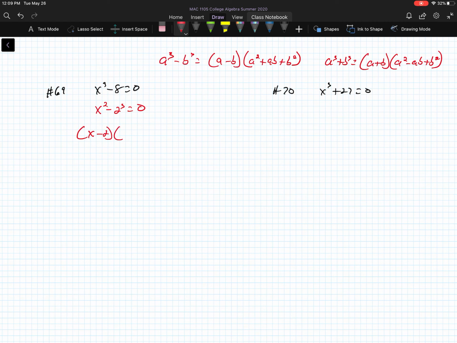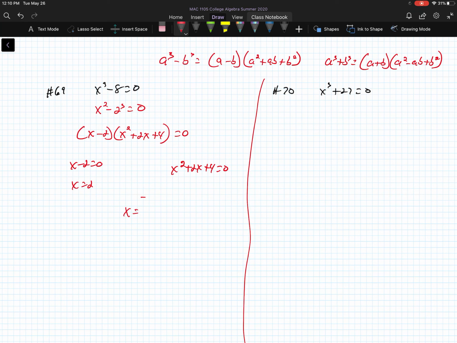So then this one becomes x minus 2 times x squared plus 2x plus 4. Now that I have these, because they're equal to 0, I'm going to try to see if I can factor this a little bit more, and clean it up. I just have to see what parts of these I can factor. Sometimes you can't factor the quadratic part of it, and so you just have to leave it alone. So x minus 2 is equal to 0, which just means that x is equal to 2. Now, x squared plus 2x plus 4 is equal to 0. I'm going to use the quadratic formula.